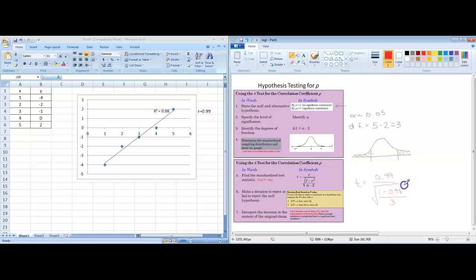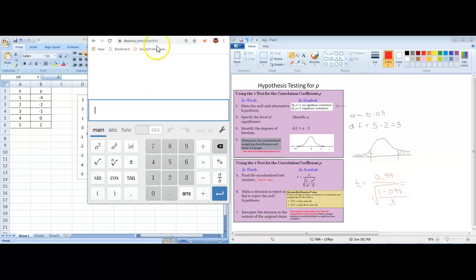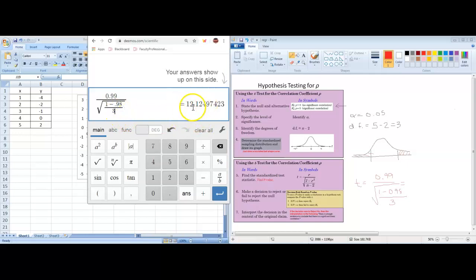And then just use the Desmos calculator. That's what I'm going to do right now. I'm going to type all of this in Desmos. So here's my fraction bar, 0.99 on the top. On the bottom I have a square root. Inside the square root I have a fraction, 1 minus 0.98 divided by 3. And you can see I got 12 point a long decimal there. Usually the test statistic is always 2 decimal places, so it will be 12.12 here. And that's my test statistic.